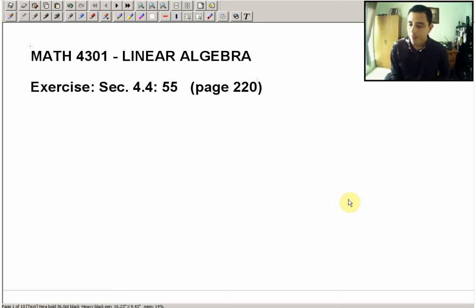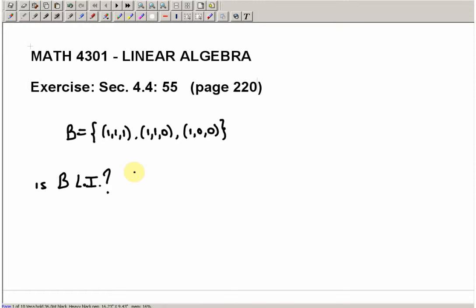Okay, here's number 55. We want to see whether the vectors in B are linearly independent and if they span R3. Okay, here's B.